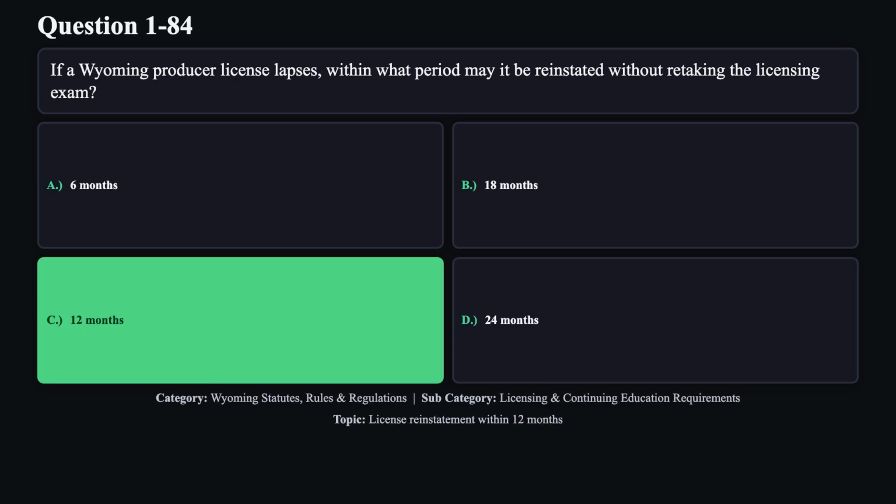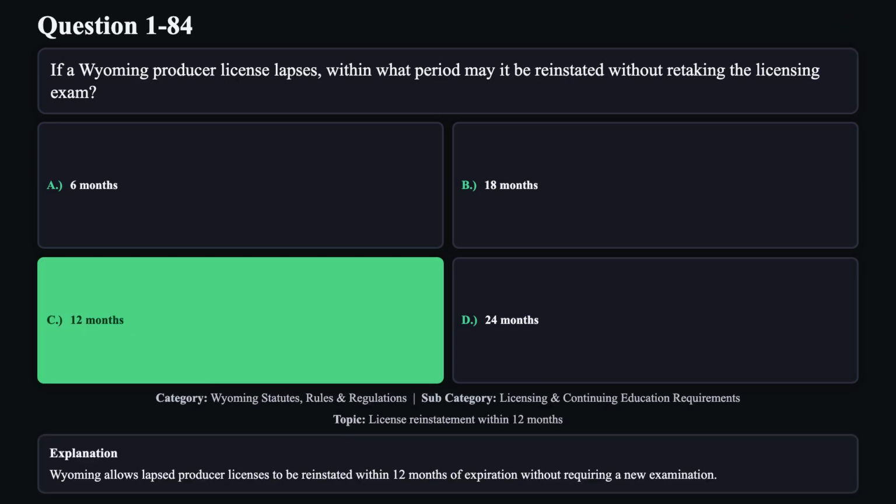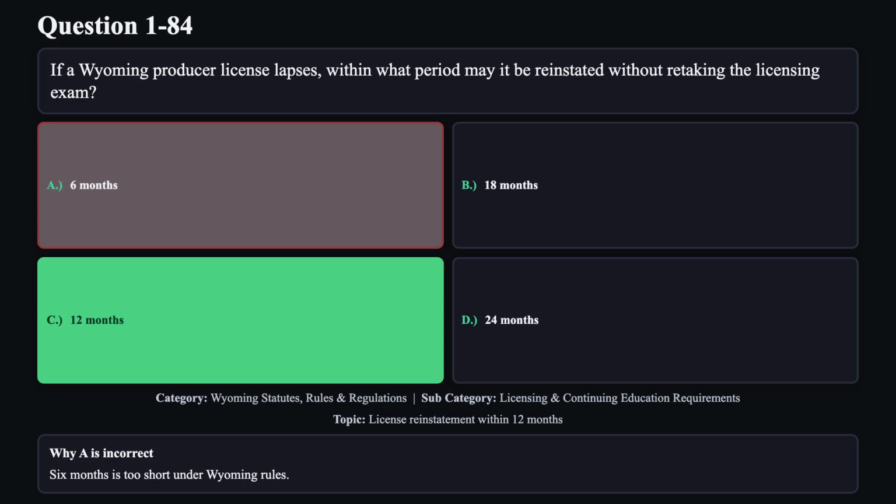The correct answer is C. Wyoming allows lapsed producer licenses to be reinstated within 12 months of expiration without requiring a new examination. Reason A is not correct. 6 months is too short under Wyoming rules.